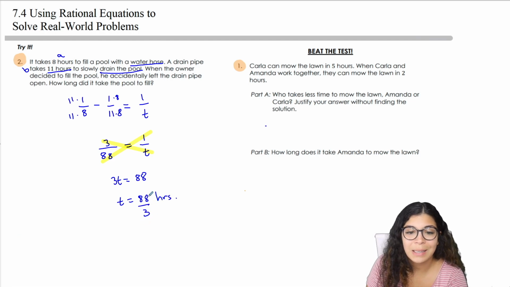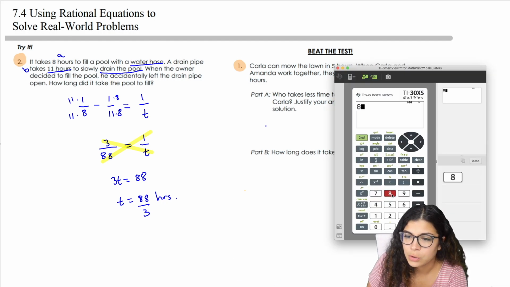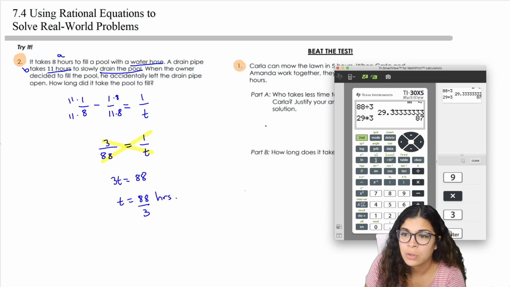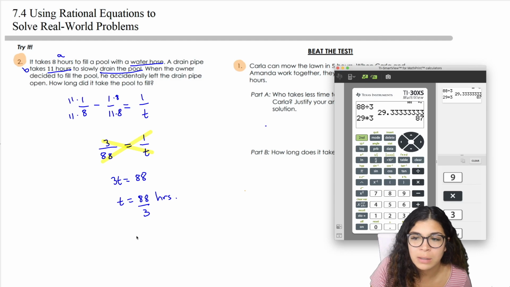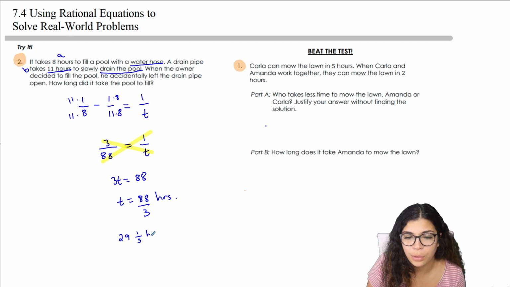Okay, so we can't leave it like that, 88 over 3 hours. So we can use our calculator again, do 88 divided by 3, and we get 29.3 repeating. So that means that the fraction is 1/3, the remaining fraction. Another way to do that is to take the 29 whole, multiply it by 3, which is 87. So that means that we just have 1 remaining when we divide by 3. So the remainder is 1. So we have 29 total hours, and then we have 1 remaining. So we have 29 and 1/3 hours.